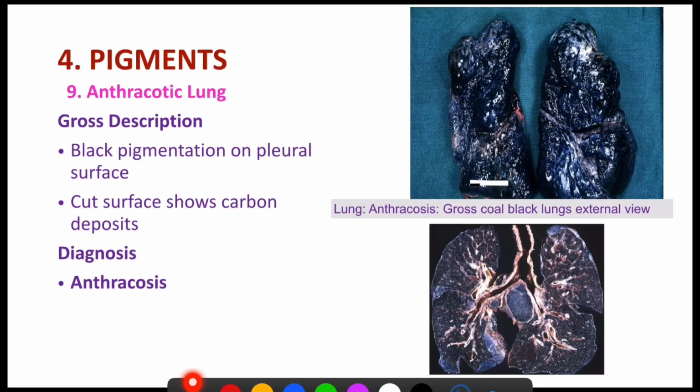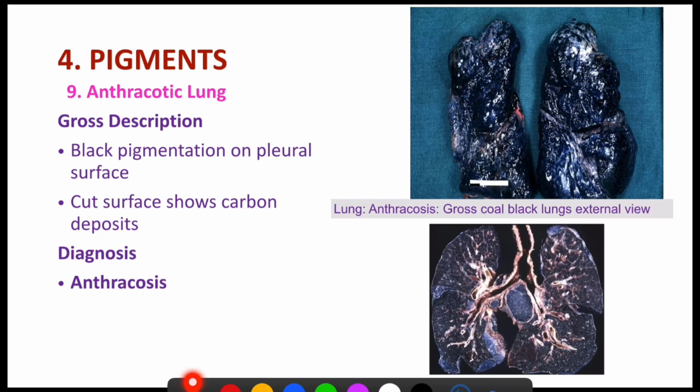Now, what are the different pigments? So pigments related specimen, most common are anthracotic lung. So anthracotic is black colored pigment. Whenever there is excessive deposition of black colored pigment in the lung parenchyma, it is called lung anthracosis.